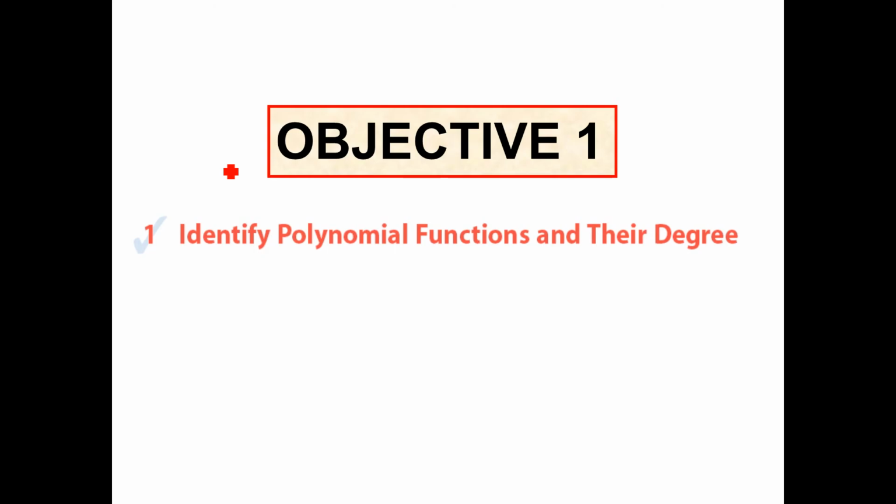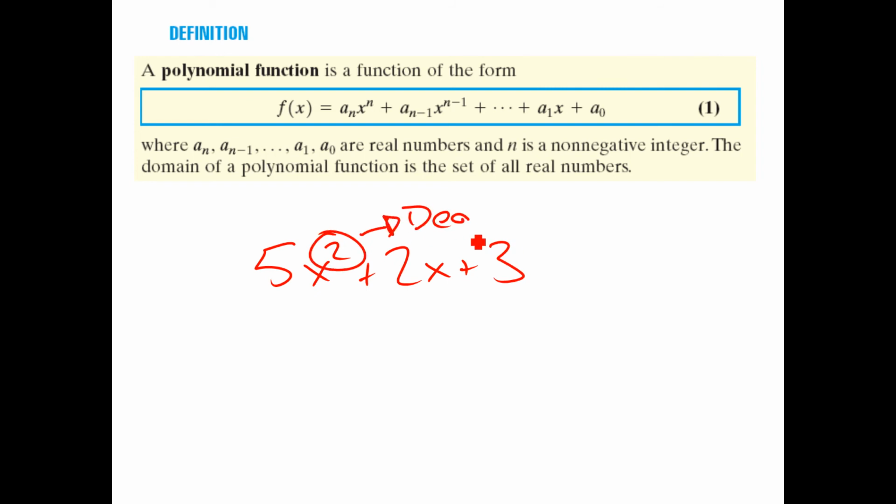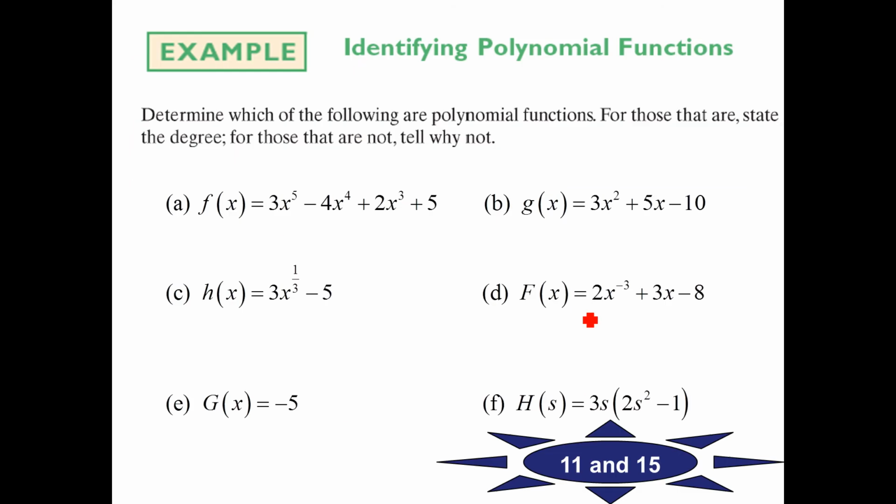So first objective, identify polynomial functions and their degree. A polynomial function is a string of monomials like 5x squared and then 2x and 3. Your degree is the biggest power you can find. The degree here would be a degree of 2. No fractions, no negatives in your powers to be a polynomial. So if we take a look here, there are 2 here that are not polynomials right off the bat: C, because of the fractional exponent, fractional power, sorry, and D, because of the negative power.